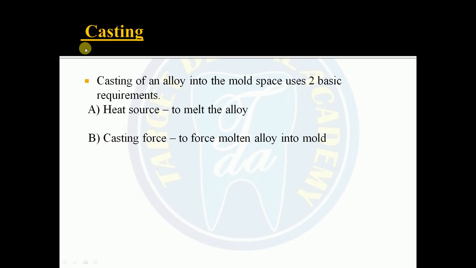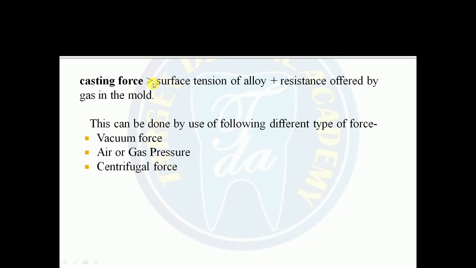Coming on to the casting. Casting of an alloy into the mold space has two basic requirements: a heat source to melt the alloy and a casting force to force the molten metal into the mold. The casting force must be greater than the surface tension of the alloy plus the resistance offered by the gas in the mold. This can be done with different types of forces, that is, vacuum force, air or gas pressure, or centrifugal force.